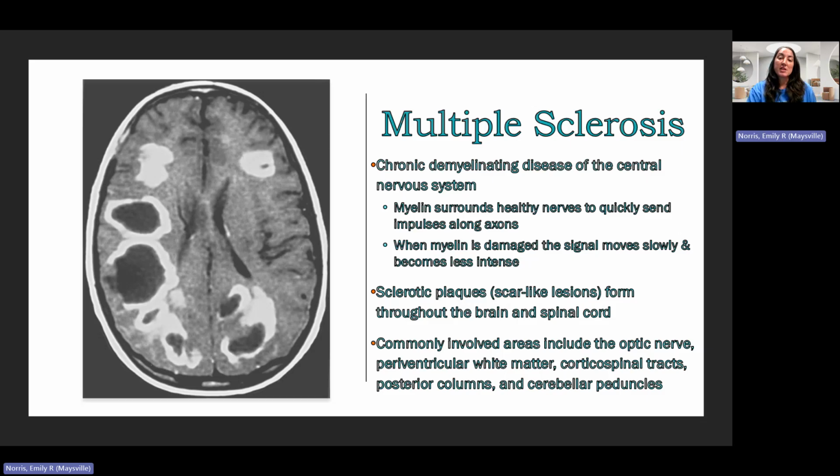With multiple sclerosis, there are plaques, called sclerotic plaques, which is why it's called multiple sclerosis. They're scar-like lesions that form throughout the brain and the spinal cord. So this is a disorder of the upper motor neurons, and it commonly involves areas like the optic nerve, so it can cause vision problems, the periventricular white matter, the corticospinal tracts, posterior columns, and cerebral peduncles. So those plaques build up in the brain and cause changes in the brain and spinal cord to the way that the nerve impulses travel and to your movements.